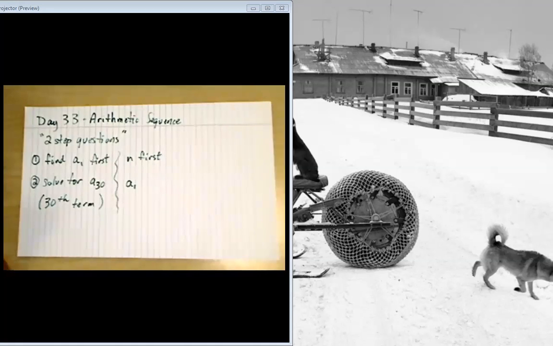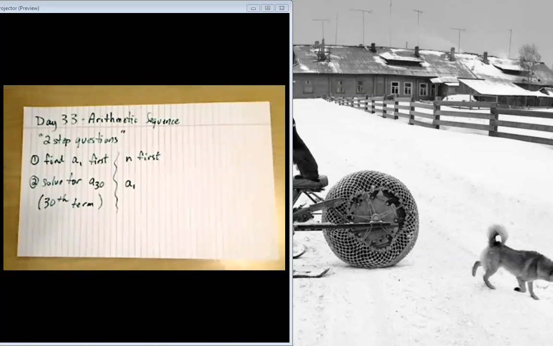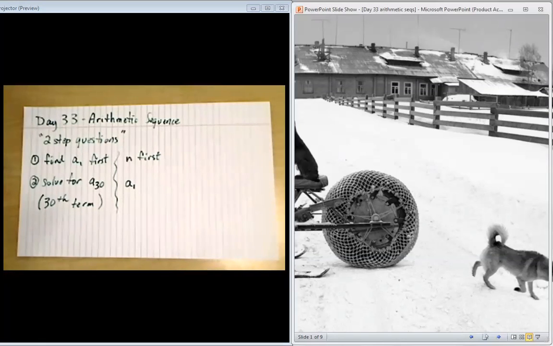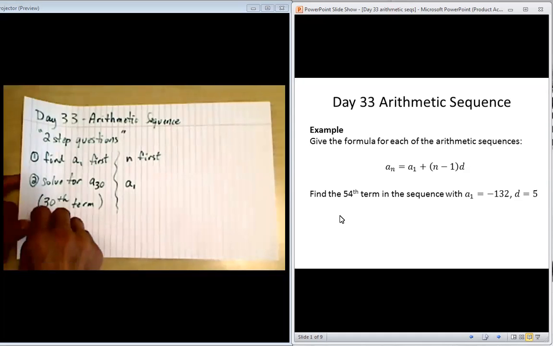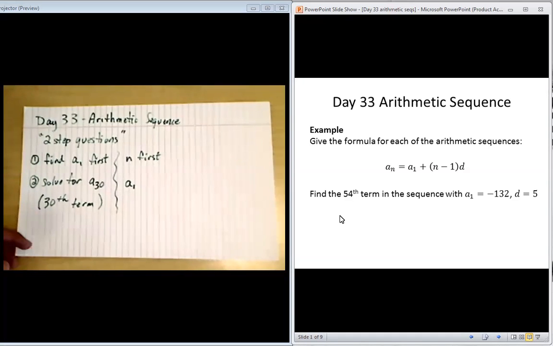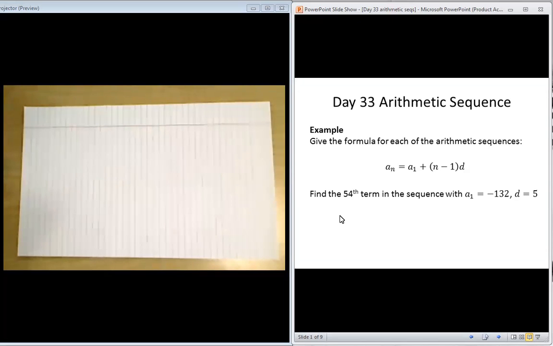Okay, so to get us started on the screen, got this question to start with, more of a warm-up again. This is like warm-up number 4. This is like what we did yesterday, but useful for us today because we can get used to those symbols again and get used to what A1 is and N and all this stuff. Okay, so take a look at the screen. Let's get the formula for this arithmetic sequence, and then do what they ask. Find the 54th term there.